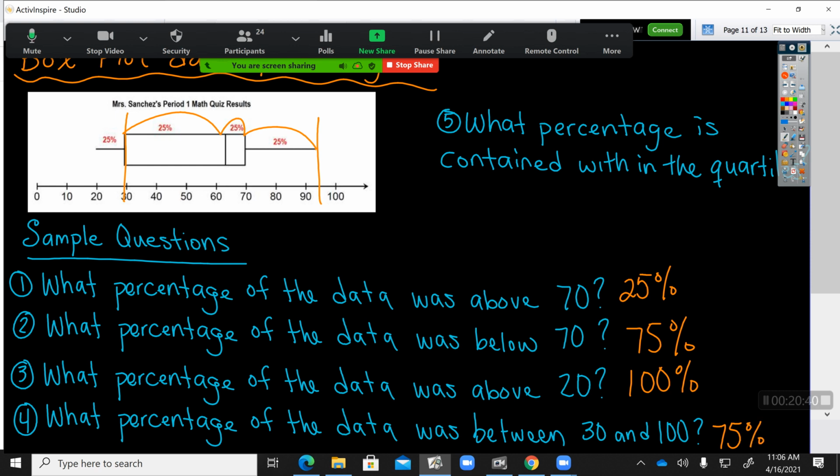Now, pay very close attention to number 5 because number 5 doesn't say numbers. So they require you to remember the definitions I gave you. So what percentage is contained within the quartiles? Quartiles are what make up the box in your box and whisker plot, the box. And the box is always two spaces. So whenever they ask you for how much information is contained within or outside of the quartiles, the answer is always going to be 50%.